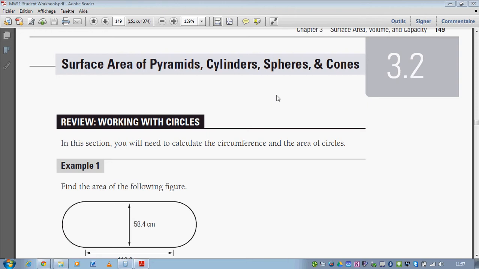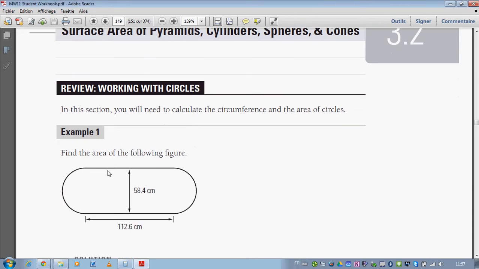This screencast today deals with Chapter 3.2, which is the surface area of pyramids, cylinders, spheres, and cones. So moving right on to example 1, it's asking you to find the area of the following figure. Now as you can see, this figure is made up of two half circles on each side, and then a rectangle between them.